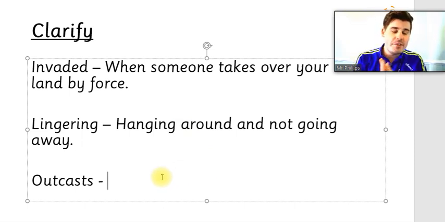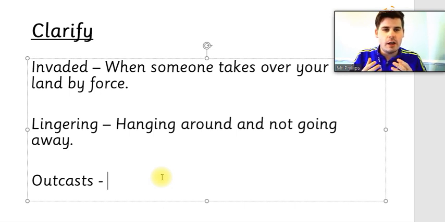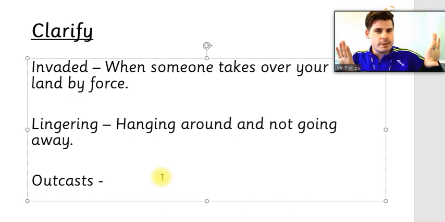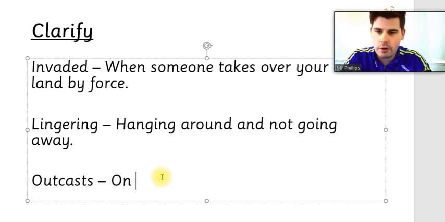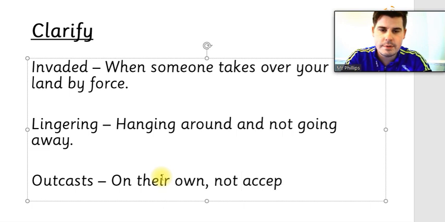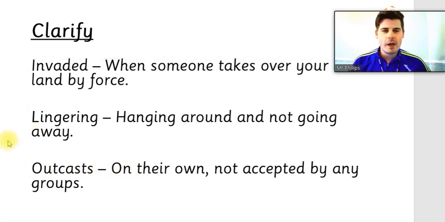And then outcasts. If you were an outcast, you were someone who's been thrown from somewhere, not literally, but you've been told you have to leave somewhere and you're not allowed back. Outcasts are people who aren't accepted by a group, any group of people, so they're on their own. So when it says that Wish and Zan were outcasts, it means the wizards didn't accept them, the warriors didn't accept them, and the witches didn't accept them. They were completely on their own. So on their own, not accepted by any groups.